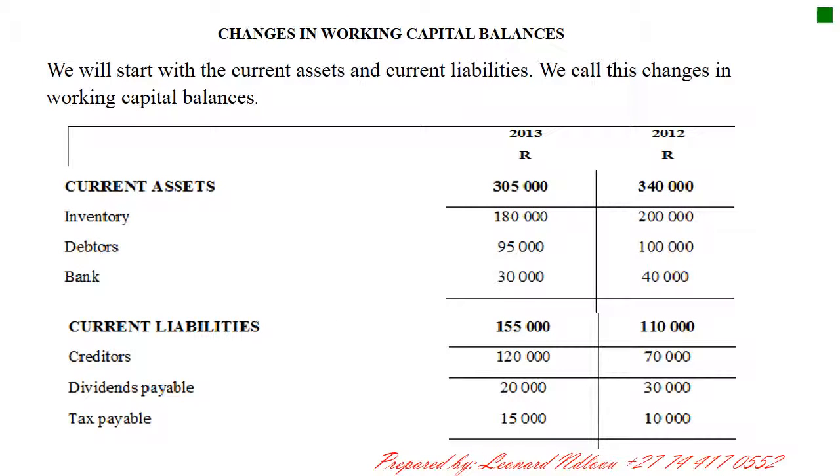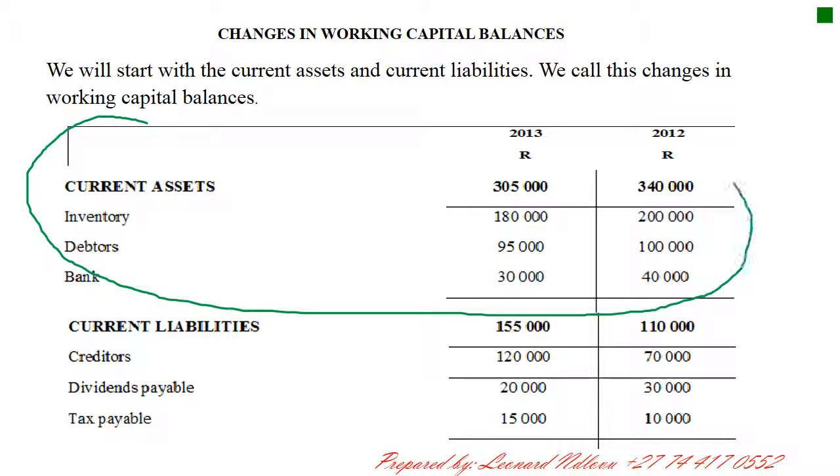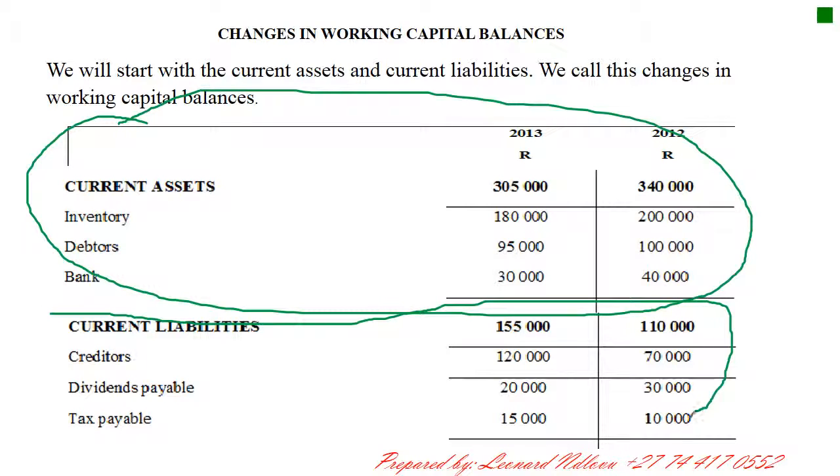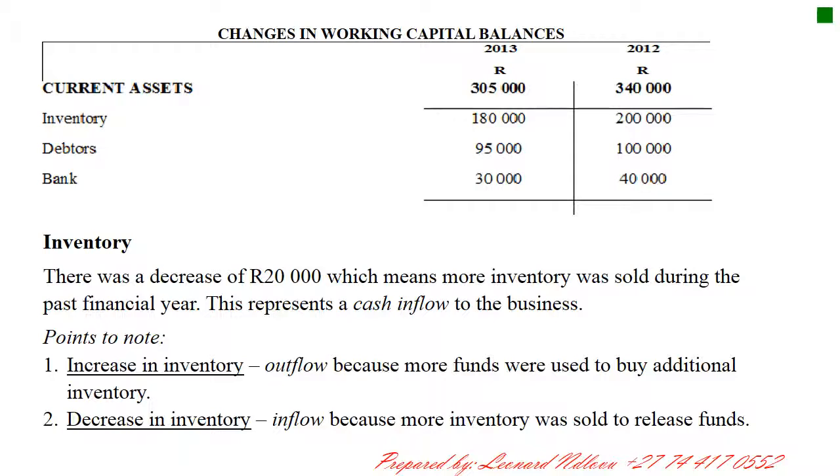Changes in working capital balances. We will start with the current assets and current liabilities. These are extracts from the current assets section of the statement of financial position, as well as the current liabilities section of the statement of financial position. Changes in working capital balances. From the current assets, we have got inventory, debtors, and bank.